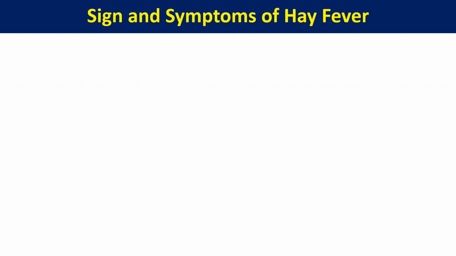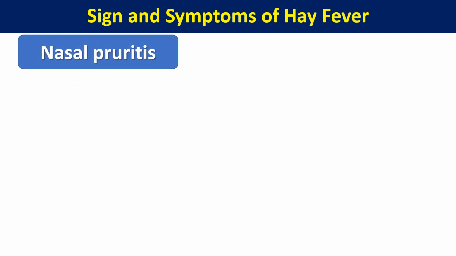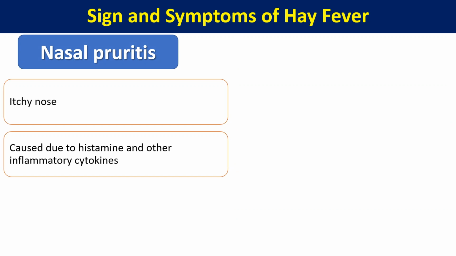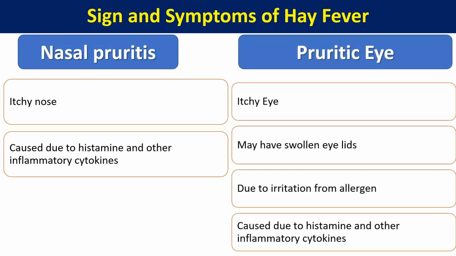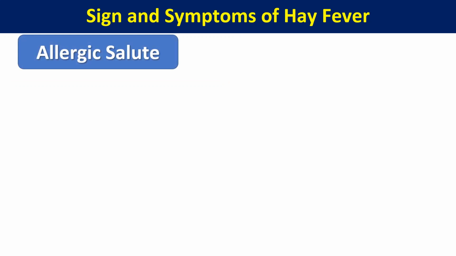Another symptom is nasal pruritus, where an itchy nose will be there, and it is caused by histamine and other inflammatory cytokines. Then we also have pruritic eyes, where itchy eyes will be there. It may be because of a swollen eyelid due to irritation from the allergens, and here it is also caused by histamines and other inflammatory cytokines.